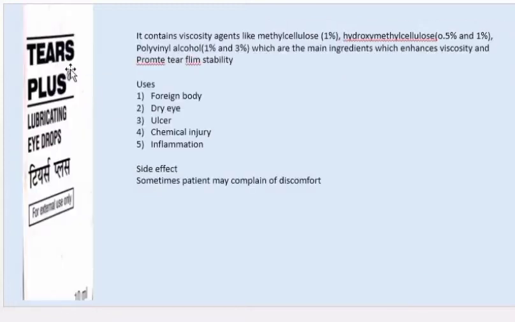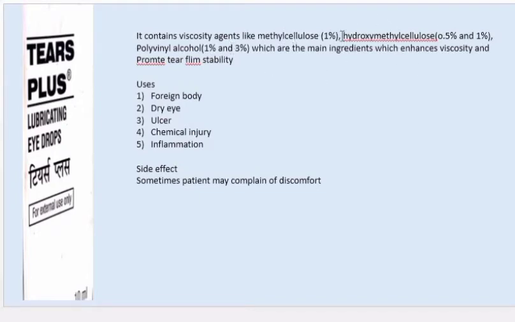The next one is Tear Plus lubricating eye drops. We all must have used it sometimes, especially in cases of dry eye, so it must be a very familiar drug. It contains viscosity agents like methyl cellulose 1%, hydroxymethyl cellulose, or polyvinyl alcohol. You might be asked what the contents of Tear Plus are, an important one. You have to mention methyl cellulose, hydroxymethyl cellulose, or polyvinyl alcohol.